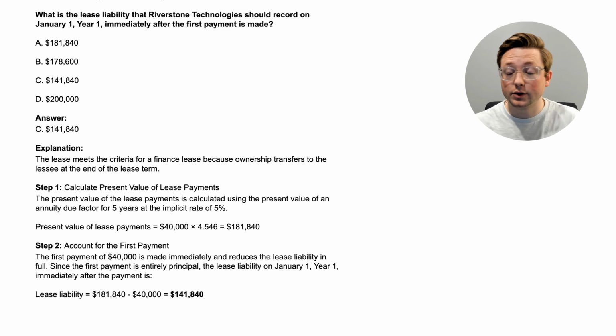So that is how you take into account a payment made on the same day that the loan starts: it all counts as principal. So you reduce the lease liability, which you calculate by the present value of the lease payments. You reduce it by the first payment in full, and that will give you the actual lease liability that's going to be carried forward for the remaining years. So that's another thing we needed to learn. Let's go to the next question.